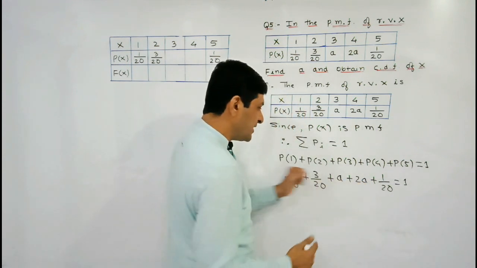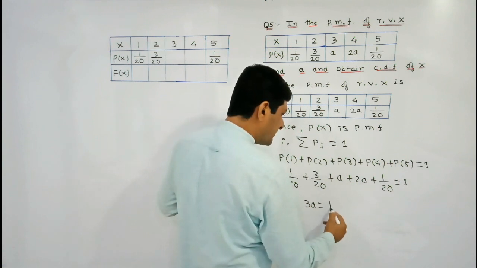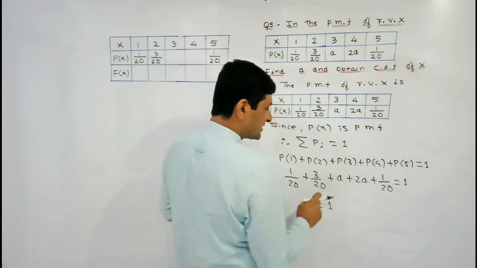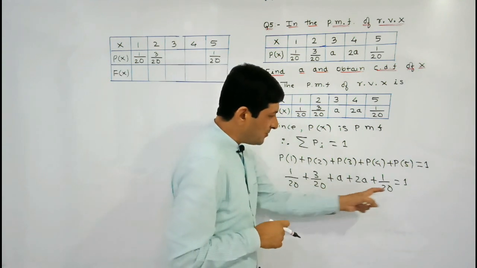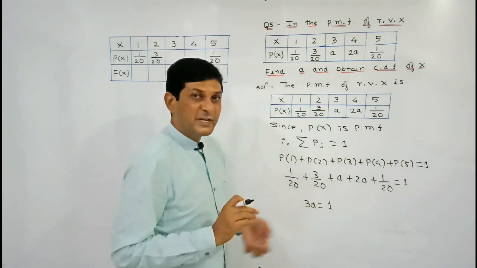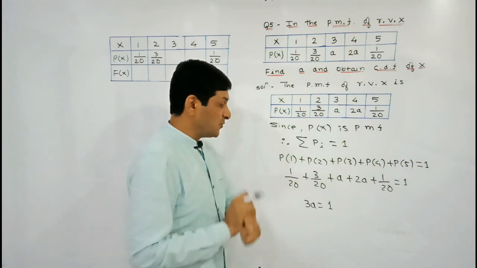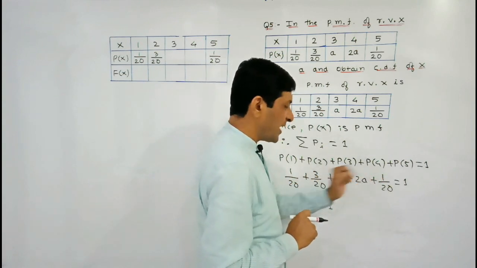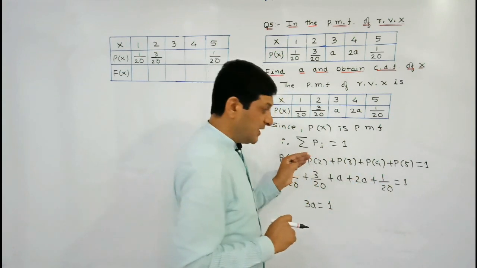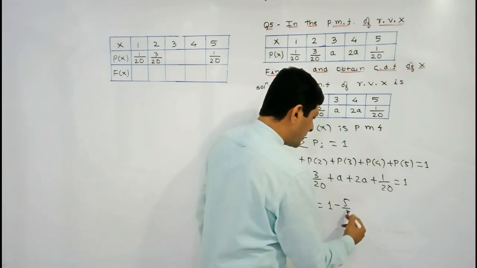So a plus 2a will be equal to 3a, and on the right hand side 1 stays as it is. We have collected the terms of a, now collect the remaining terms. In the remaining 3 terms the denominators are the same. If the denominators are the same, then we can add the numerators. Let us see what addition we get here. 1 plus 3 is 4, 4 plus 1 is 5, meaning 5 upon 20, plus 5 upon 20 on this side will become minus 5 upon 20.